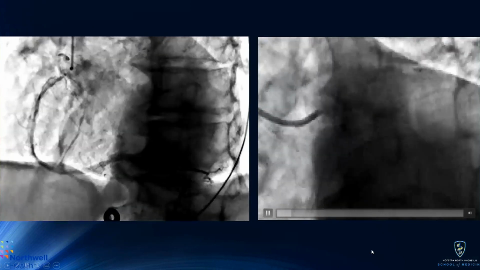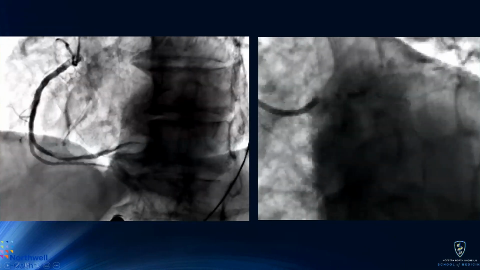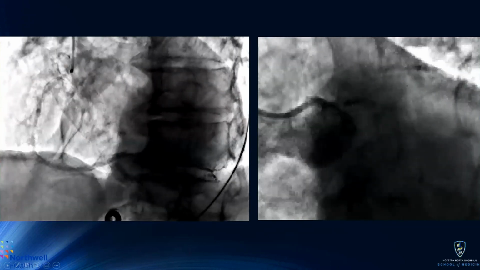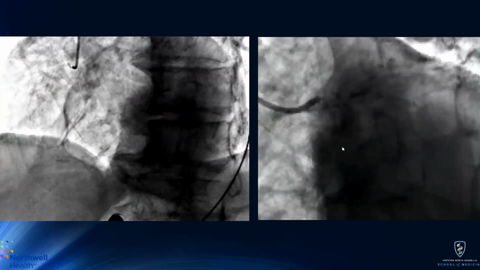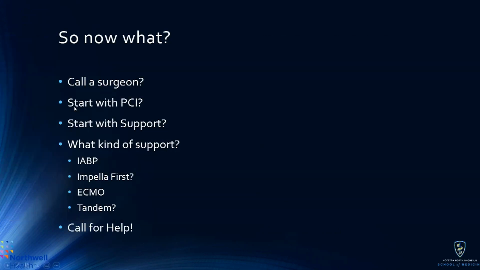So this is not something that we see very often, but obviously the reason we don't see these cases very often is because most of these patients usually don't make it to our cath lab. The left main occlusion MIs are not common. And so what do we do? Do we call a surgeon? Do we start with opening up the vessel? Do we start with some kind of support? And if we choose support, what kind of support are there?